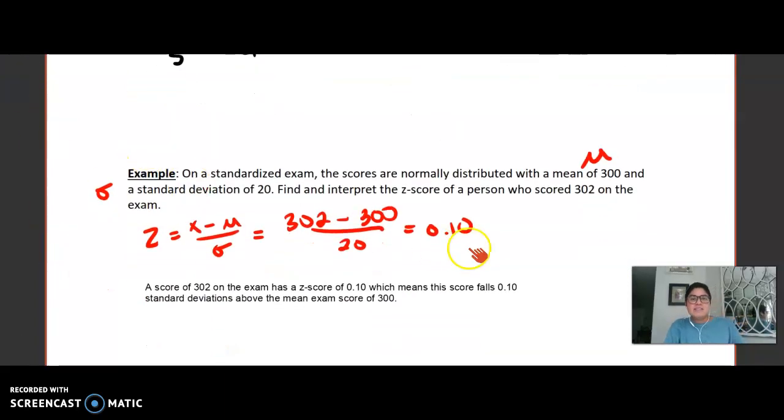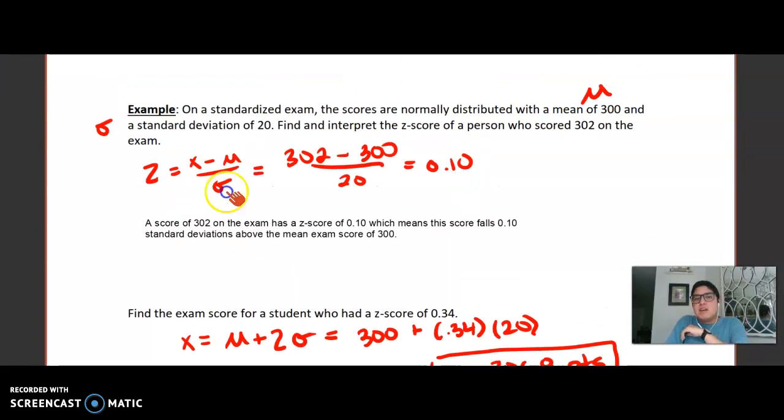Now looking at the next example, like I said, mu and sigma, we're going to talk more about this in the next 2 lessons. So this is just a preview here, but we have a mean of 300 and a sigma of 20. So the formula is the same. Instead of writing out the sample mean and the sample standard deviation, I write the population mean and the population sigma. And I find a z-score of 0.10. And generally speaking, anytime your observation's above the mean, you should get a positive z-score. And if it's below the mean, you should get a negative z-score. So here I got a z-score of 0.1, which means that a score of 302 on the exam has a z-score of 0.1, which means the score falls 0.1 standard deviations above the mean exam score of 300 points.